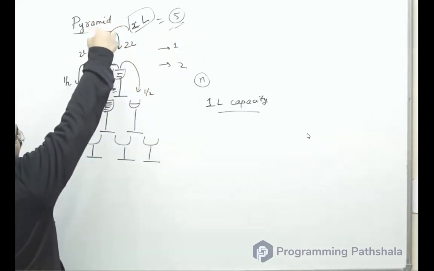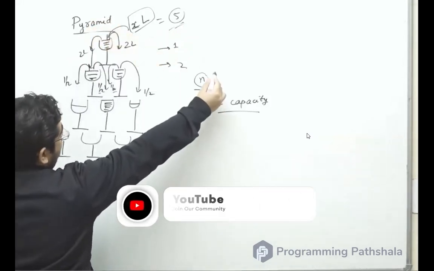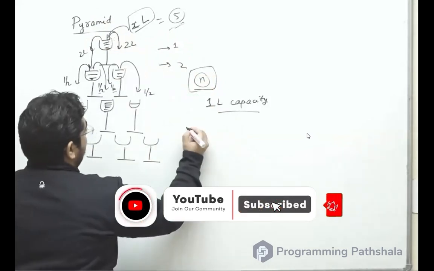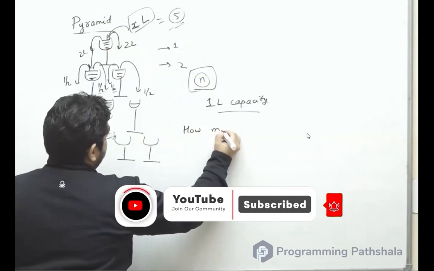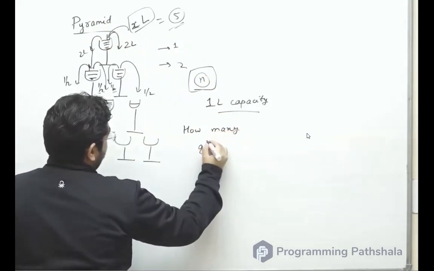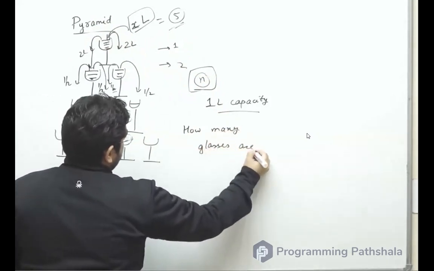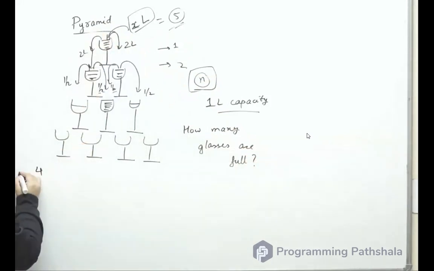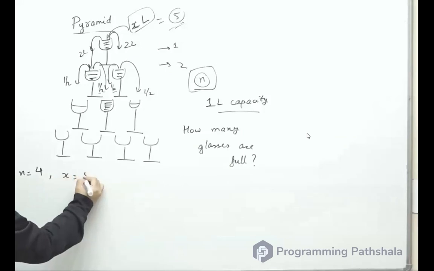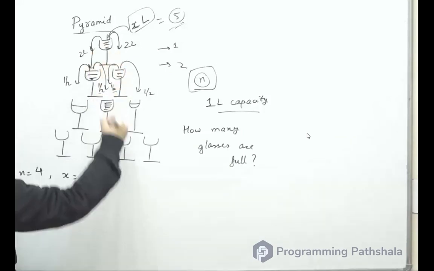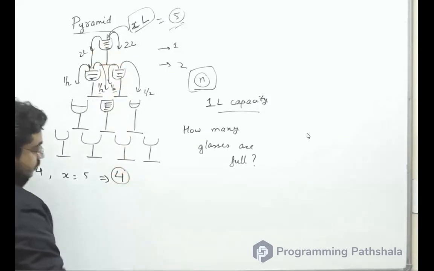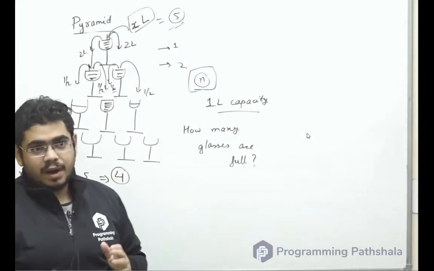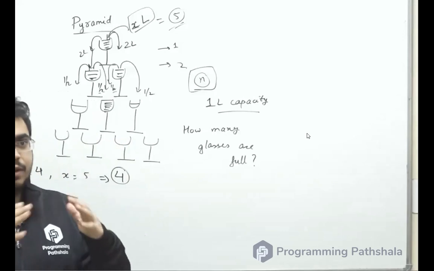So if you pour X liter at the top with n rows of glasses, you have to tell how many glasses will be full at the end. For n equal to 4 and X equal to 5, the answer is there will be 4 glasses that are filled. So first of all, this is again a common pattern in computer science where you have a pyramid.